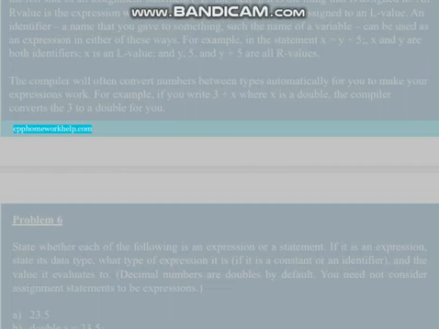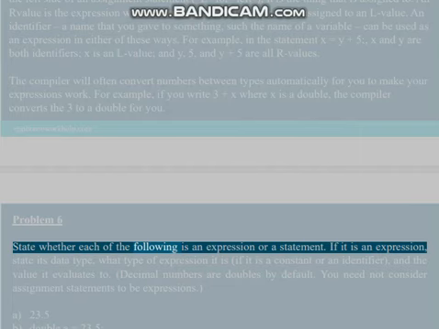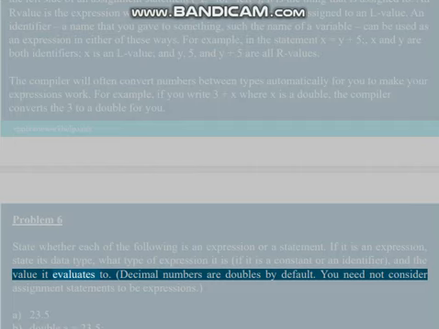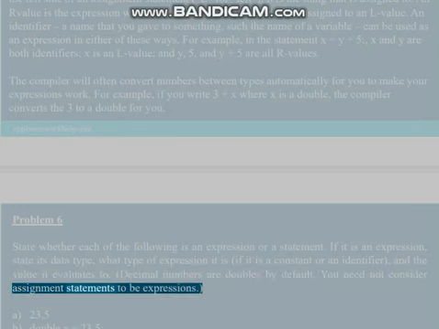Problem 6. State whether each of the following is an expression or a statement. If it is an expression, state its data type, what type of expression it is, if it is a constant or an identifier, and the value it evaluates to. Decimal numbers are doubles by default. You need not consider assignment statements to be expressions.